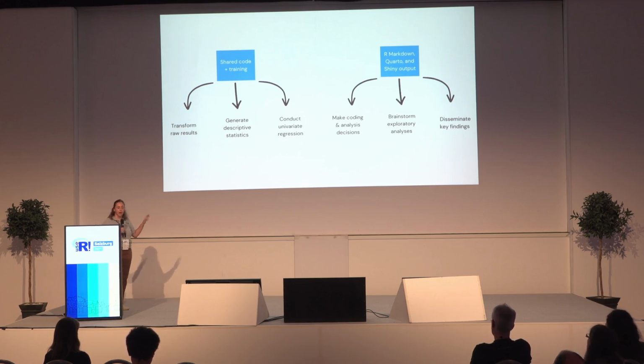So we worked with a lot of students who had really no quantitative data skills prior to this project, and they learned how to transform their own raw data. They learned how to generate descriptive statistics, which is really important in public health. This is an important skill if you want to pursue a career in that, and also to conduct univariate regression. So they learned how to calculate those really common measures of association that we use in public health.